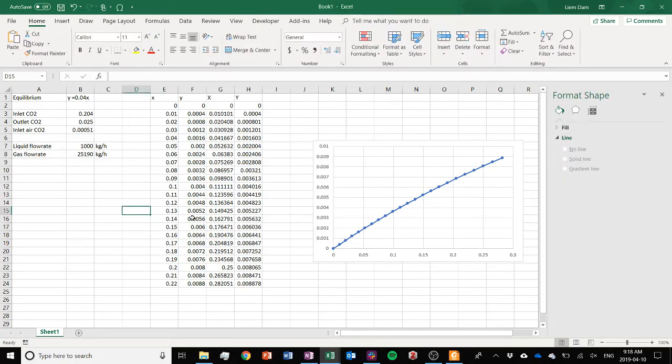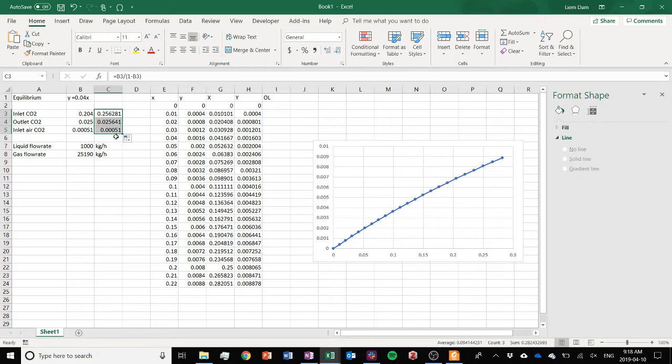So now the next step is to draw an operating line. So I'm going to do that here. And before we do that, we need to convert all of these fractions to ratios. So we're going to do that. So once again, the equation is the same, 1 minus x over 1 minus x. We're going to repeat that here.